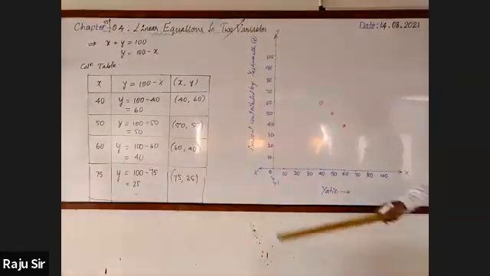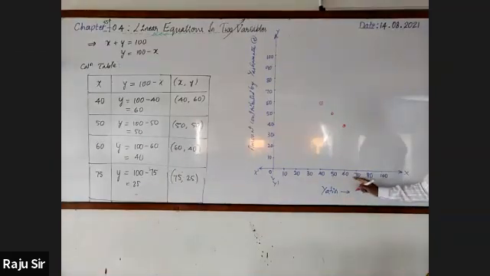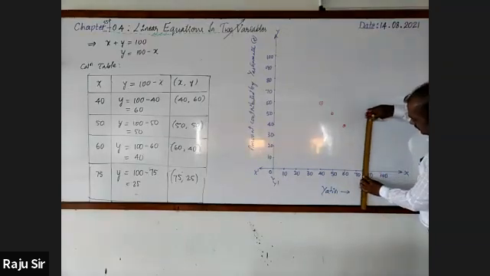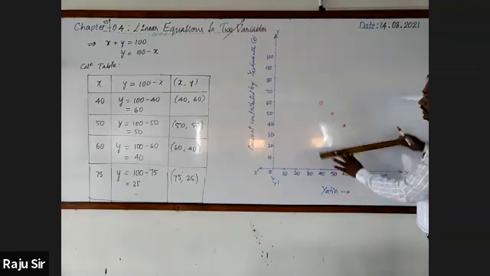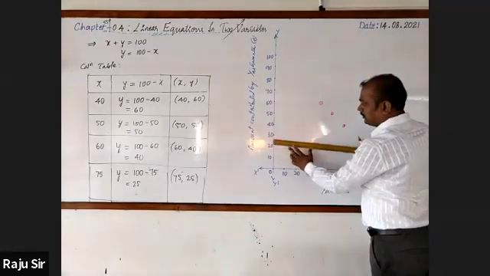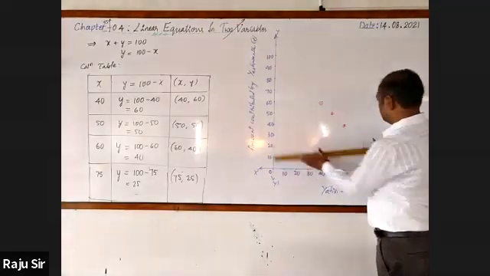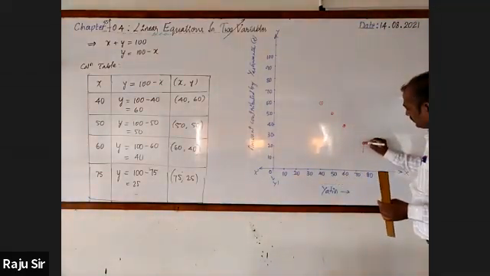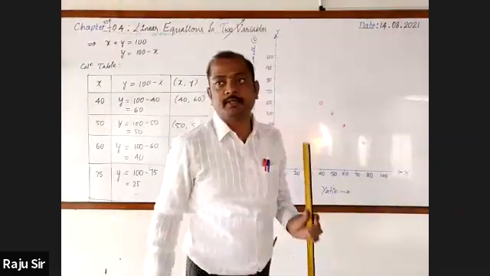Next, 4th point. 75, 25. 75 comes between 70 and 80, so here. 25 comes between 20 and 30. Alright. Join all the points.